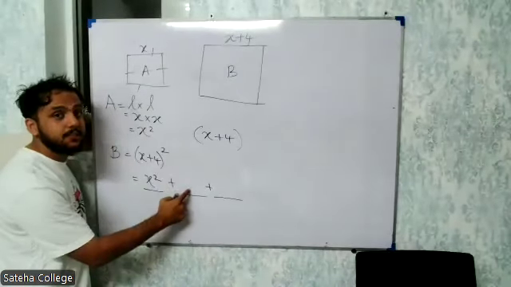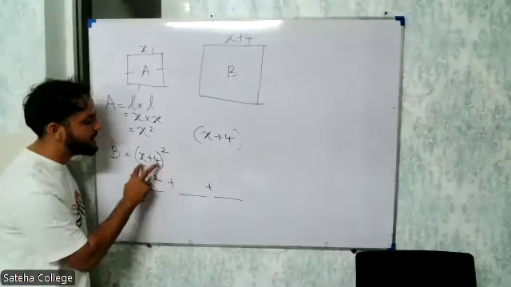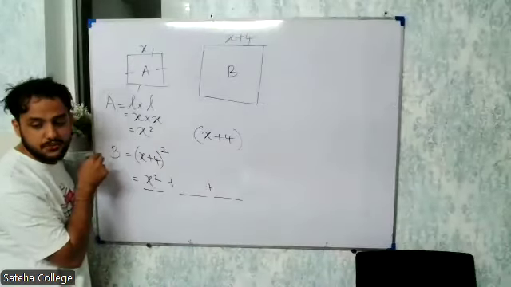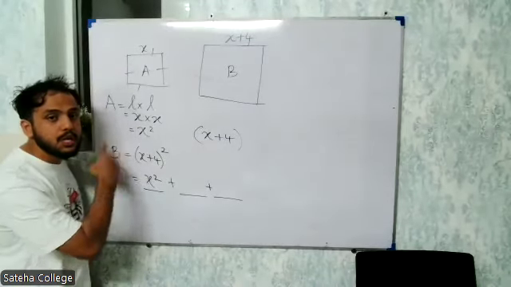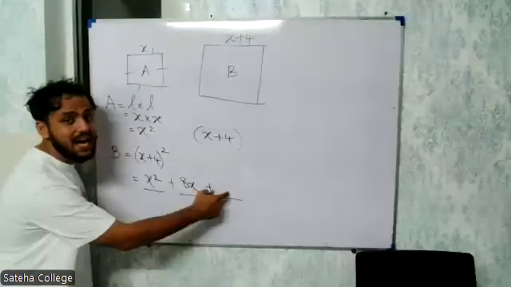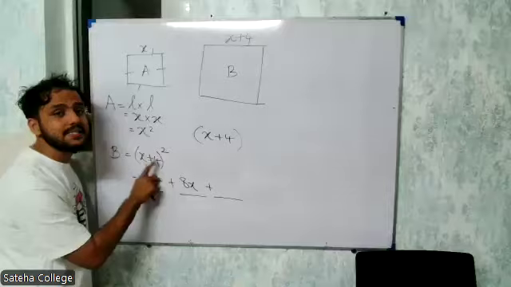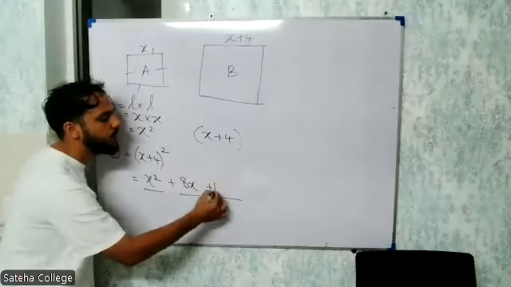The second term, listen carefully, you multiply both the terms together here. X into 4. So that is 4x. Then what you do? You multiply that with 2. So 4x into 2, that is 8x. Then the last term here, you square the second term inside the bracket. That is 4 square. 4 square means 4 into 4, 16.